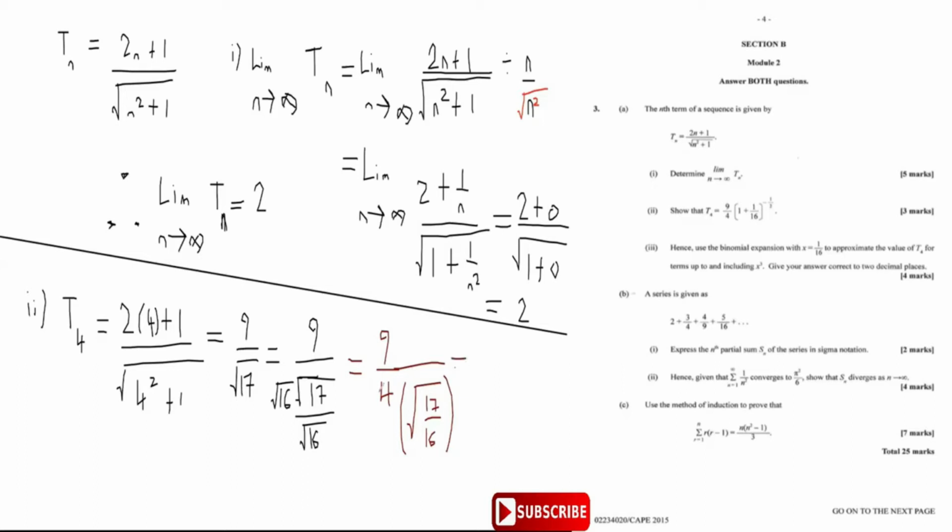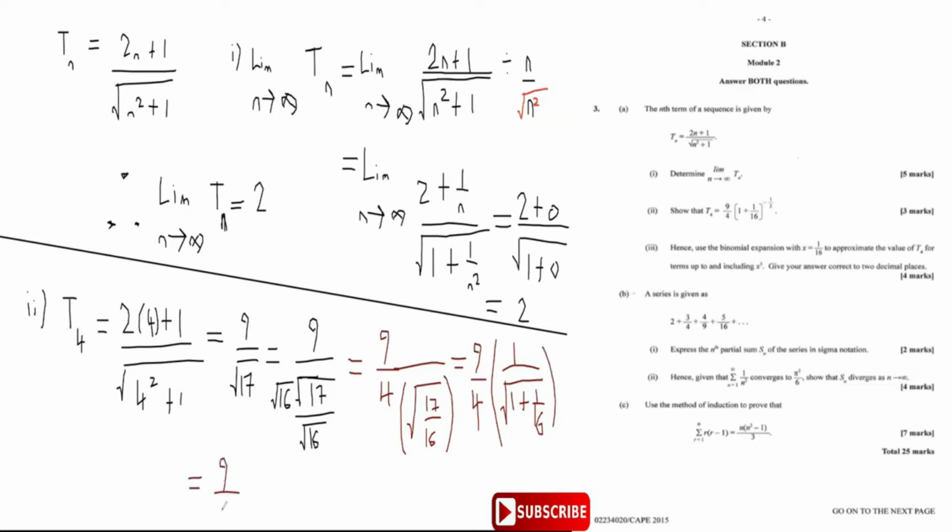Now I can always factor out the 9 over 4. It has 9 over 4 times 1 divided by the square root of 17 over 16. But the square root of 17 over 16 is just the square root of 17 over 16. I can rewrite 17 over 16 as 1 plus 1 over 16. Nice and easy.